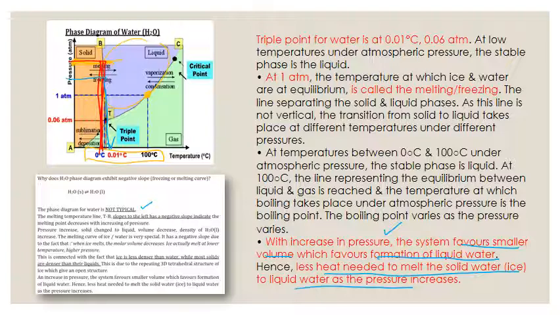of water. So the melting line slopes to the left, it has a negative slope, indicating the melting point decreases with increasing pressure. So when pressure increases, solid changes to liquid, volume decreases, and the density of H2O will increase. So the melting curve of ice-water is very special. It has a negative slope due to the fact that when ice melts, the molar volume decreases. Ice actually melts at lower temperature, higher pressure. Let's look at an example.